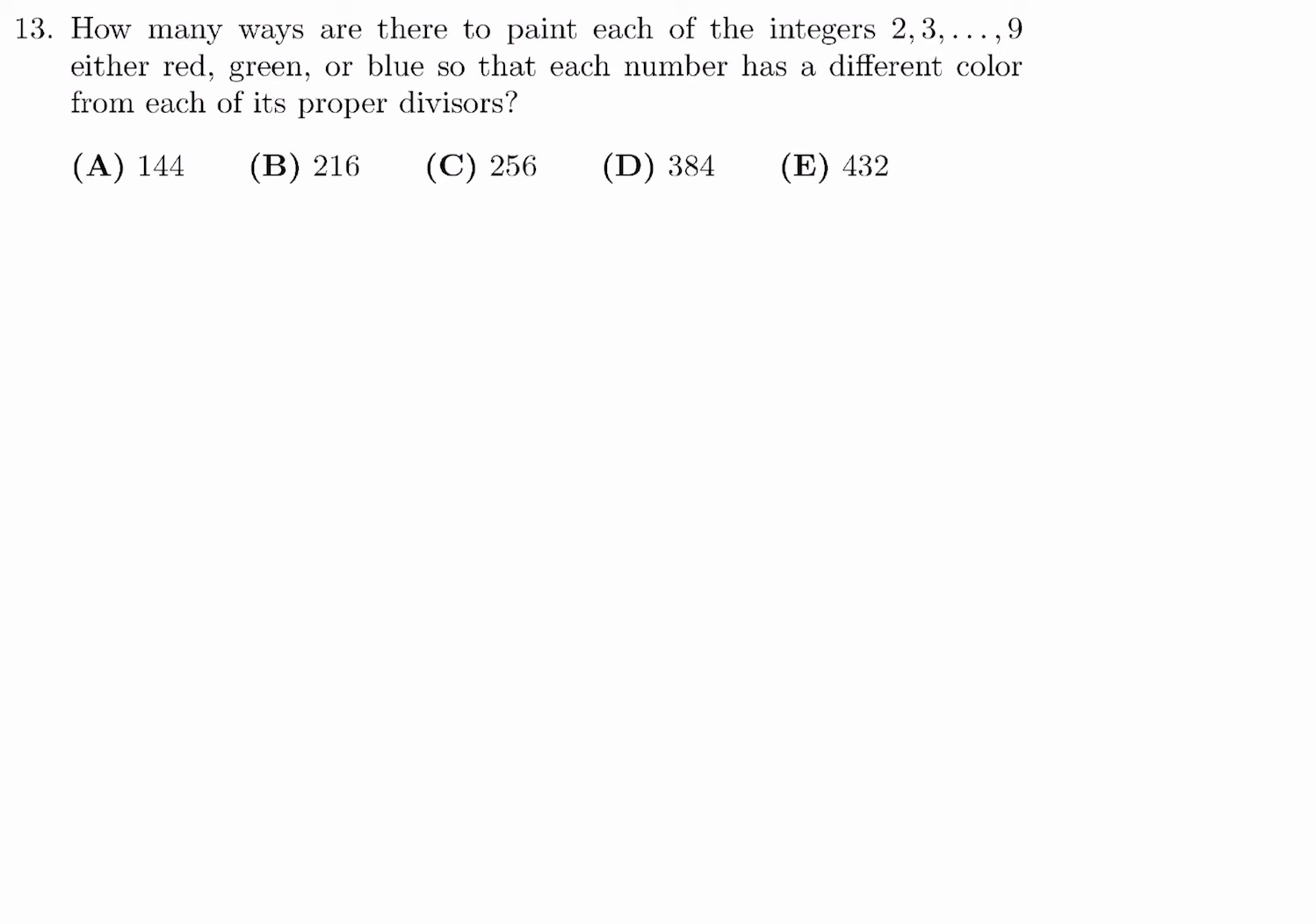How many ways are there to paint each of the integers 2, 3, until 9, either red, green, or blue, so that each number has a different color from each of its proper divisors? We have 2, 3, 4, 5, 6, 7, 8, and 9. Well, this has no proper divisors. This also has no proper divisors. Those are both prime. This has a proper divisor of 2, none here, 2 and 3, none, 2, 3. These are the proper divisors.